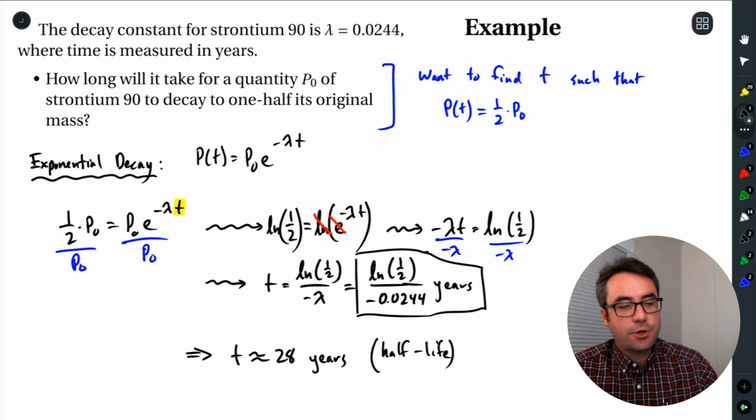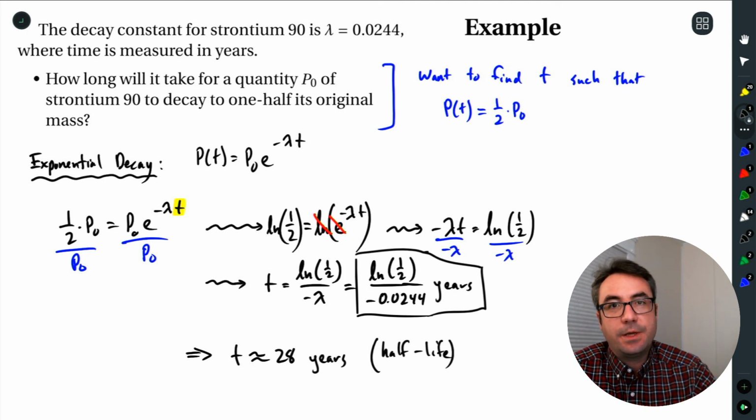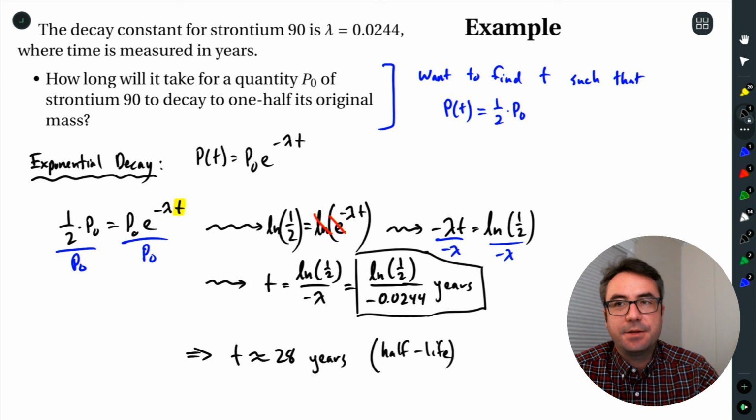We can turn it around, and maybe we know the half-life, and we want to find the decay constant. So we'll see that in the next example. We'll see you there.